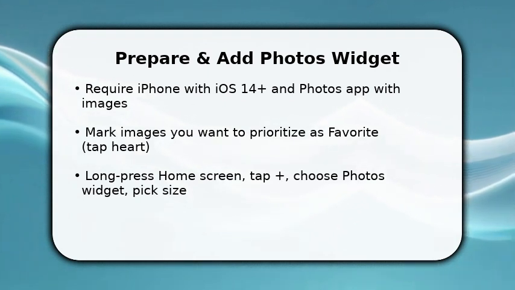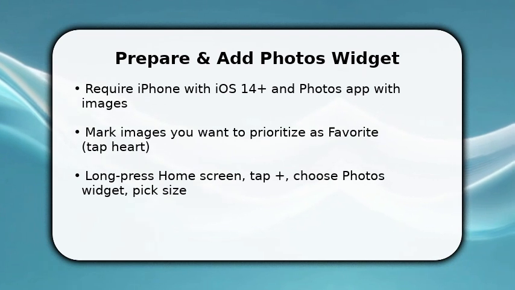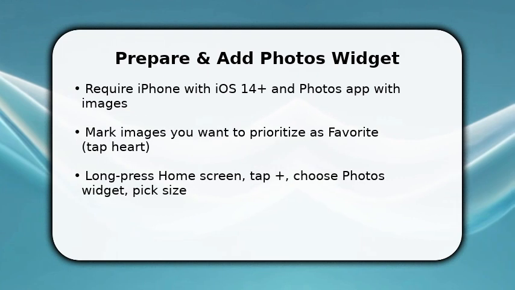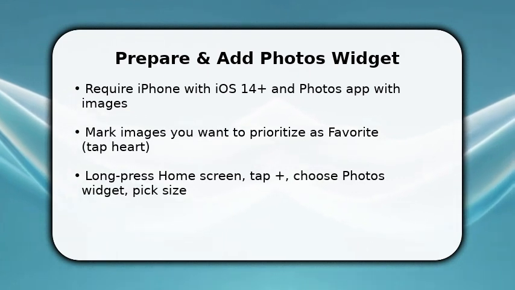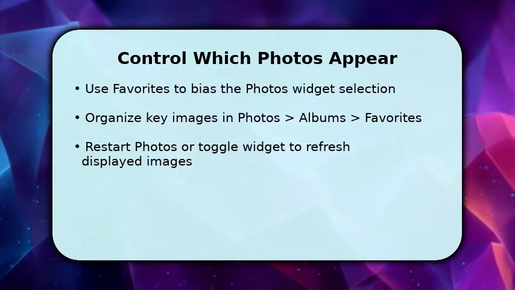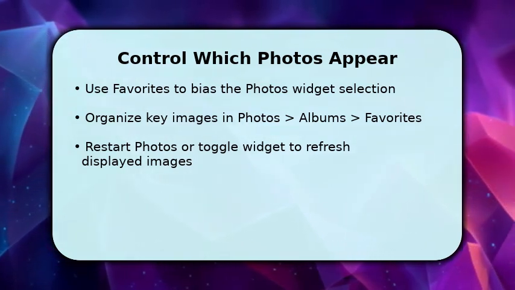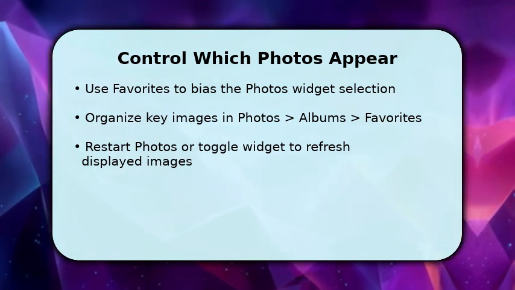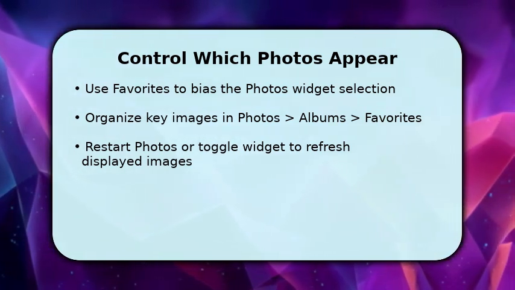Add it to the home screen and position it where you prefer so it's immediately visible and ready to rotate images. Now focus on control. The Photos widget selects featured images automatically, but marking specific images as favorite increases their chance to appear. Once you've favorited and organized those shots, open Photos and confirm they are in the Favorites collection.